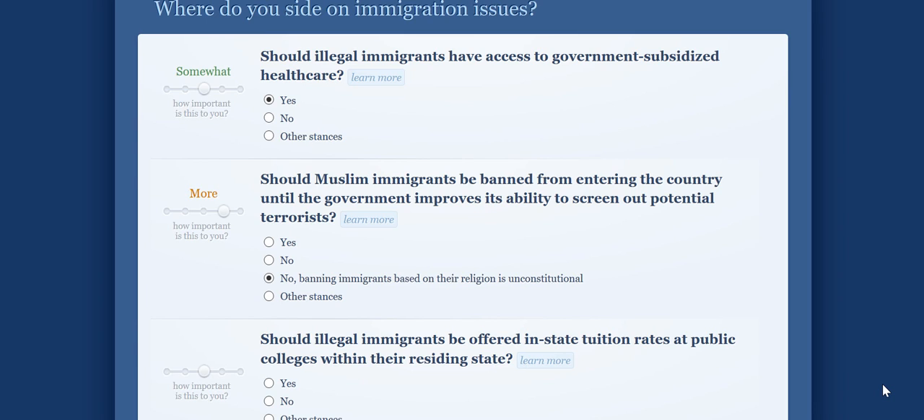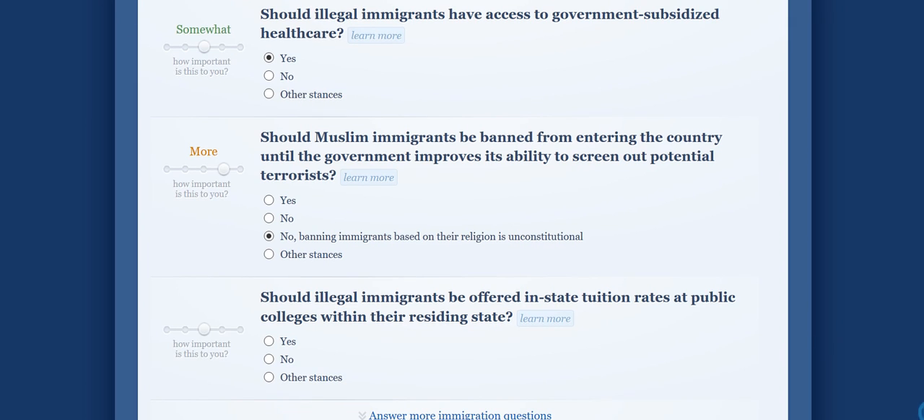So, yeah, everybody should have government-subsidized healthcare. So, of course, undocumented immigrants should. You can't just let people fucking bleed out and die because they're undocumented. That's a very extreme level of barbarity.